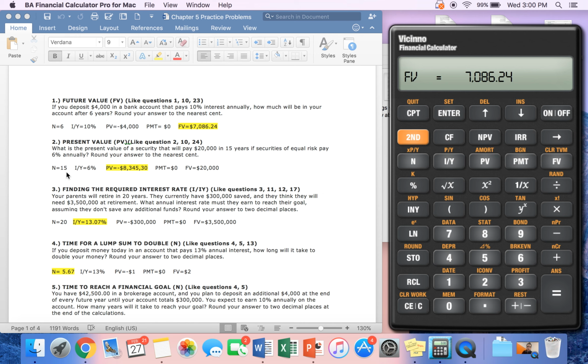So we plug in N as 15, your IY or interest rate as 6%. You leave your present value blank because that's what you're solving for. Your payment is 0 because we don't have one in this question, and your future value is $20,000. We can plug that into the calculator here. When that comes out, the present value of this security is $8,345.30.